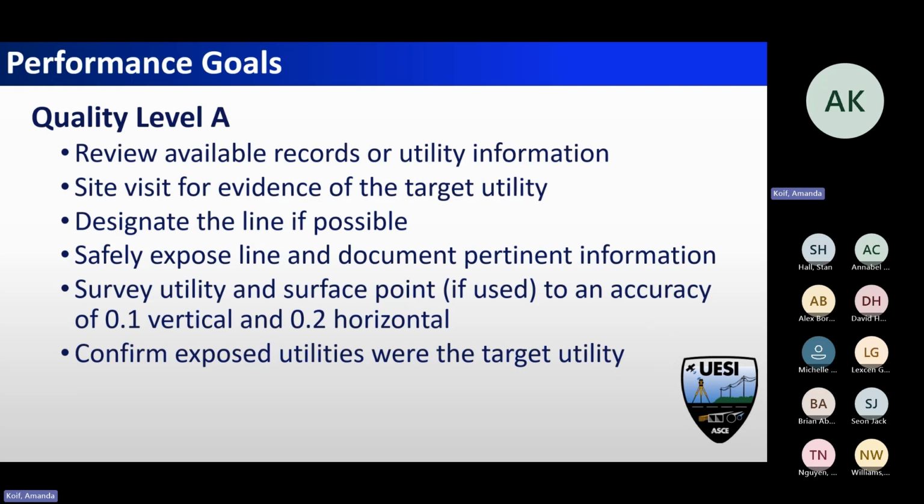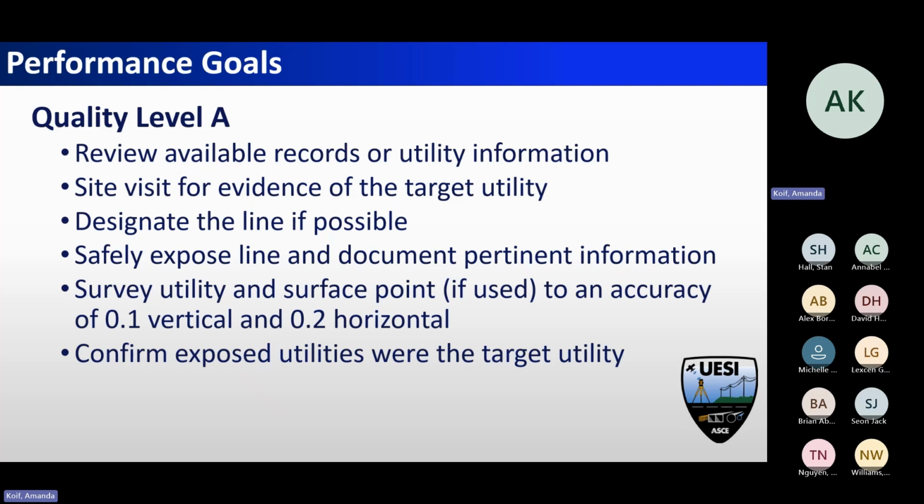And then the quality level A, this is where we actually expose it. Usually this is the least amount of risk that's involved with finding a utility, but there are certain things, and they did bring it up, and it has actually happened to me a couple of times, and I'll show you an example of what happened.